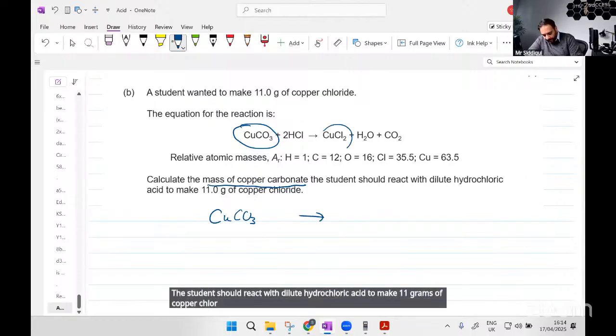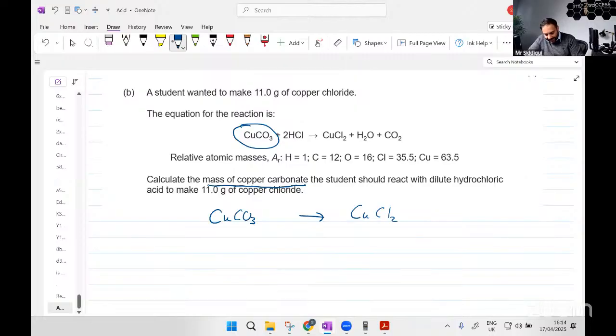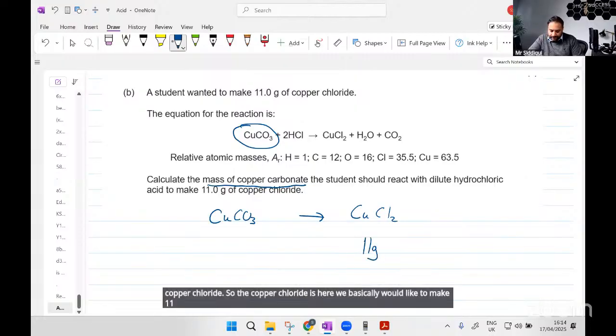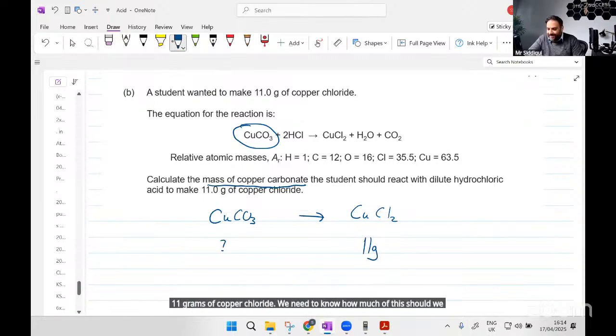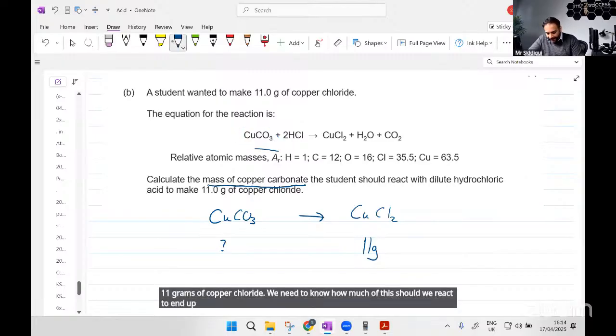So the copper chloride is here. We basically would like to make 11 grams of this, 11 grams of copper chloride. We need to know how much of this we should react to end up with that. The balanced equation is here, which is great, and it's a 1-to-1, which makes life very easy. There's nothing much to do here.